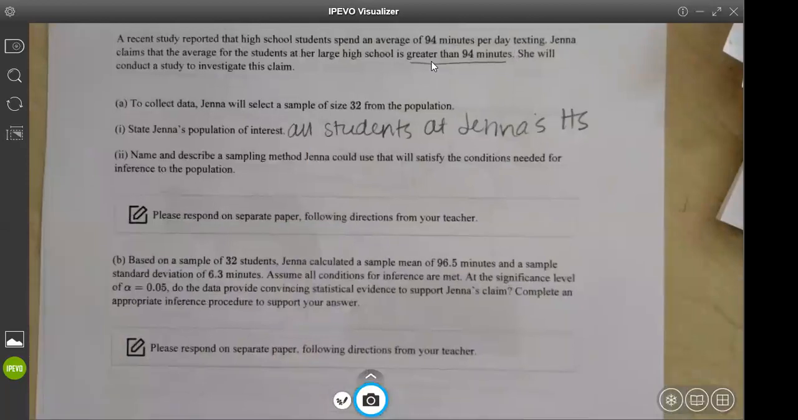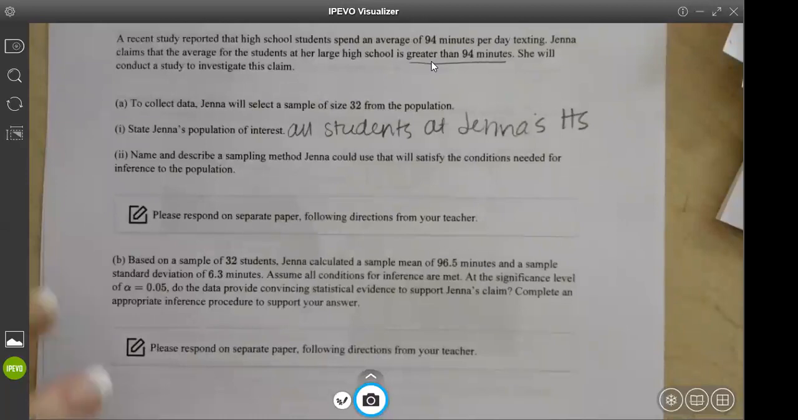Name and describe a sampling method Jenna could use that will satisfy the conditions needed for inference to the population. We did this like very first. We can make it even easier than that. Let's just do a regular simple random sample because we know how to do that, right? There's a bunch of different ways that we could do it too. What are the different methods that we could use to do an SRS?